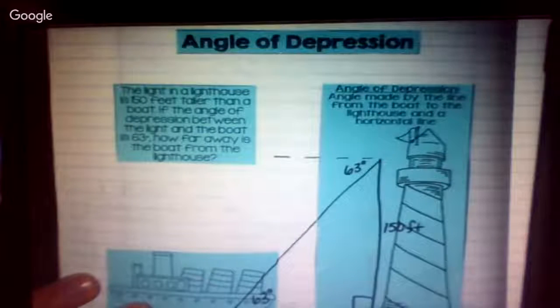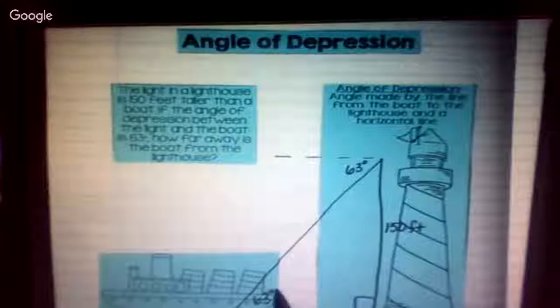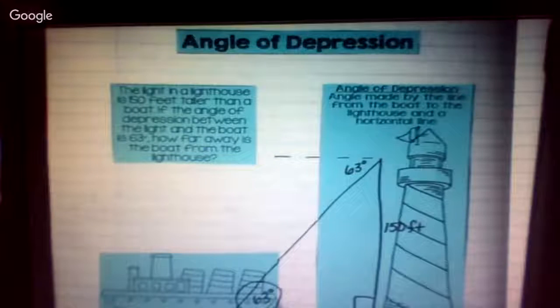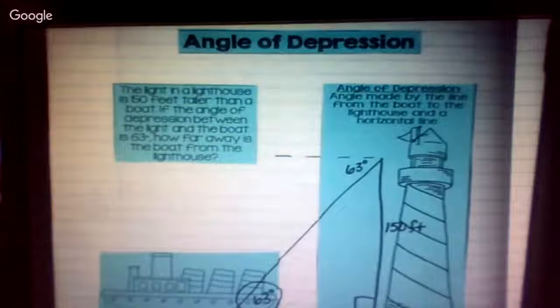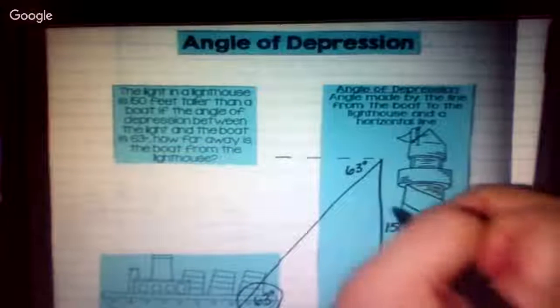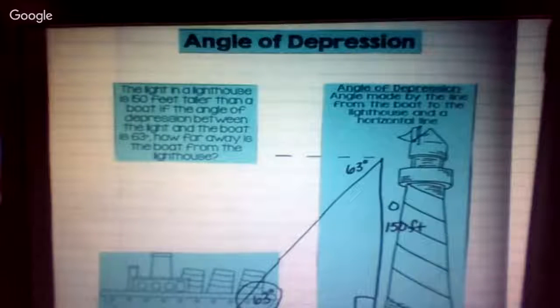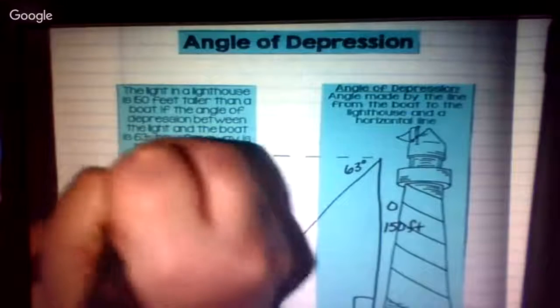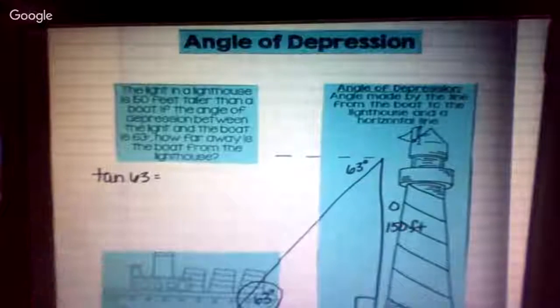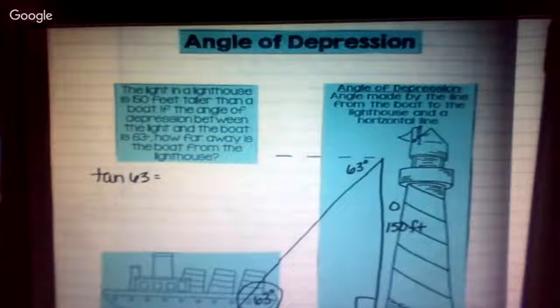So I'm looking for this side. I've moved my angle down here. What does that make 150? Opposite. And what does that make X? Adjacent. So I've got opposite and adjacent again. What am I dealing with? Tangent. Tangent of my angle equals... it's TOA.